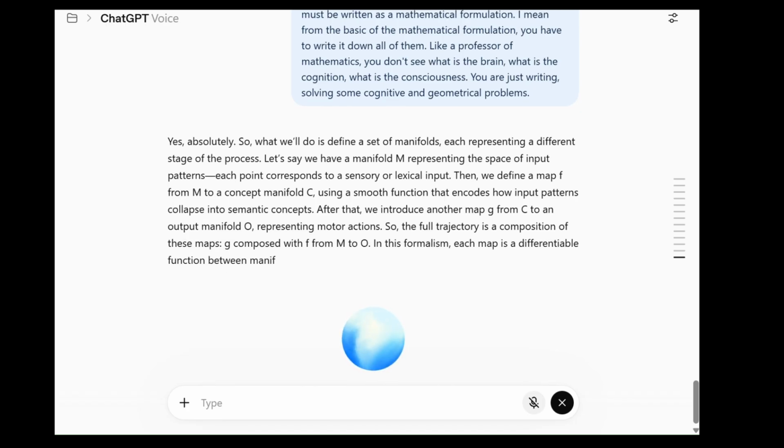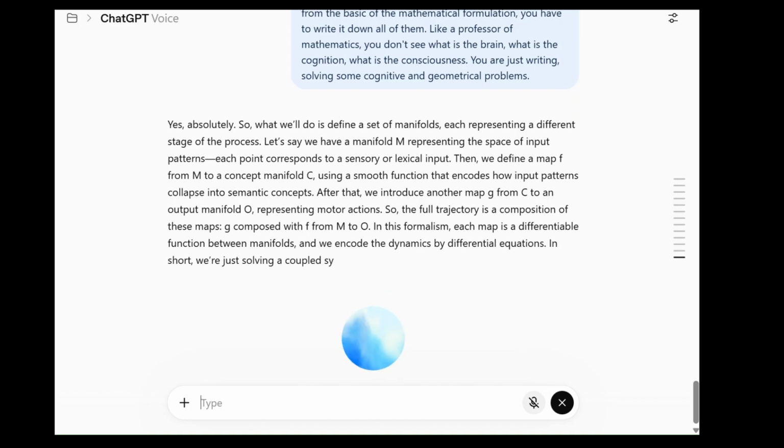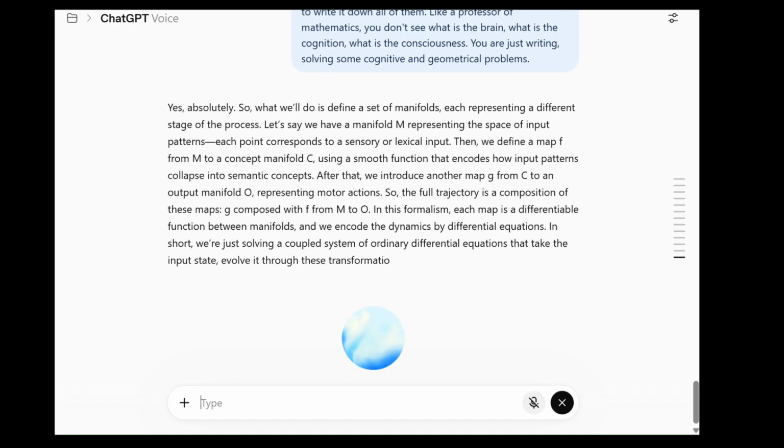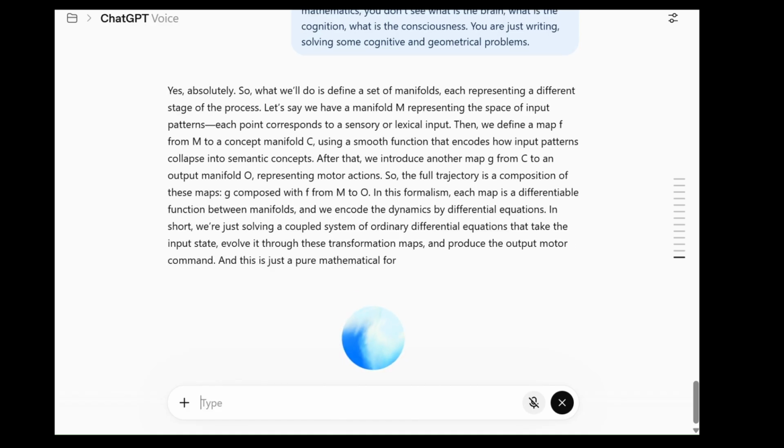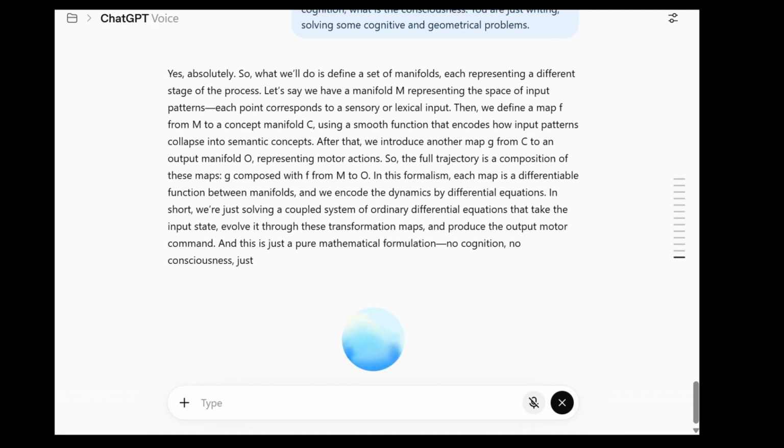In this formalism, each map is a differentiable function between manifolds, and we encode the dynamics by differential equations. In short, we're just solving a coupled system of ordinary differential equations that take the input state, evolve it through these transformation maps, and produce the output motor command. And this is just a pure mathematical formulation. No cognition, no consciousness, just a geometric dynamical system.